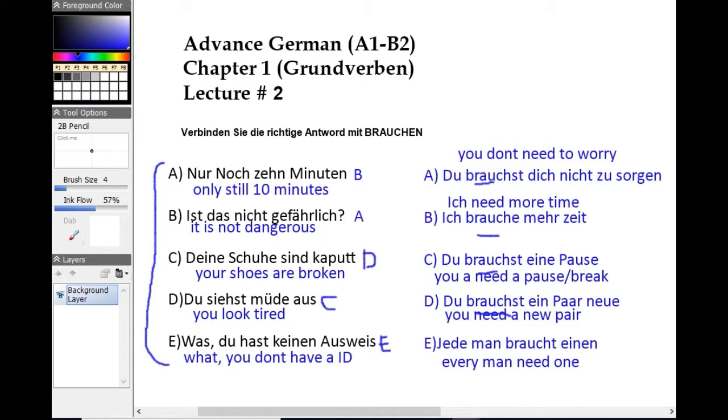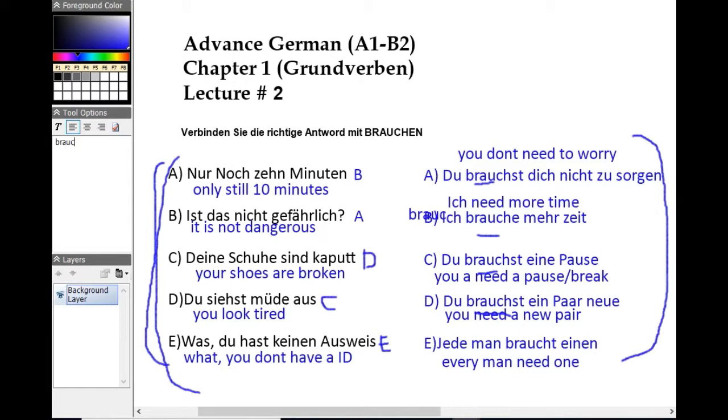So this was a basic match the column exercise, or you can say finding the best sentences for similar meaning. These sentences and these sentences both have a similar meaning, but those which I wrote on the right hand side have the specific verb brauche, or in English we call it to need. So you can use either of them, and they mean a similar thing.